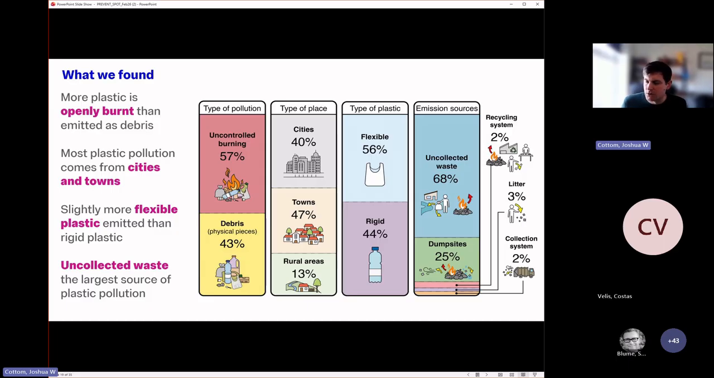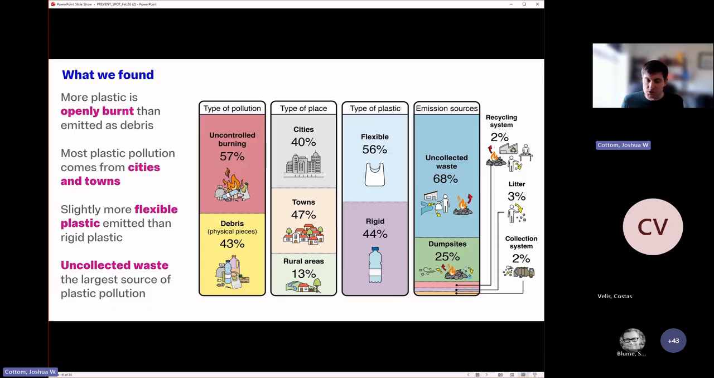If I just go over to the right-hand side of this graph and talk about the emission sources, by far the largest emission source that we found was uncollected waste. Somewhere between 1 to 2 billion people in the world don't have any form of waste collection. Instead, they're having to resort to self-managing their waste by dumping it into the environment or often openly burning it as well.